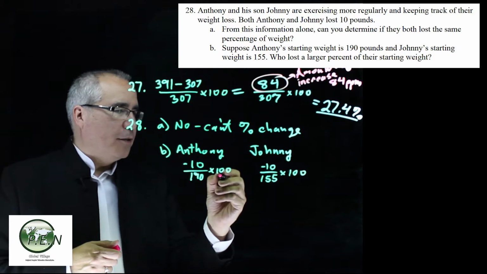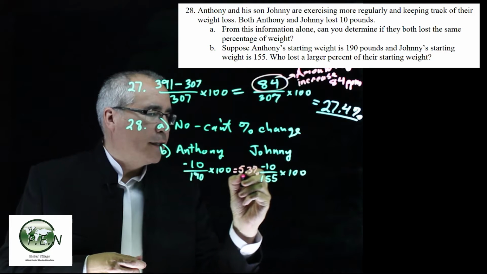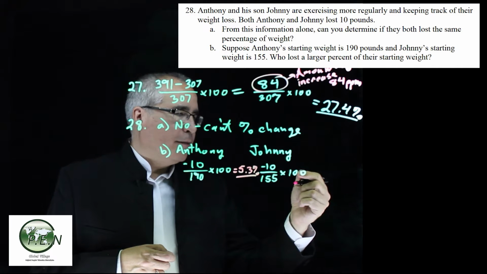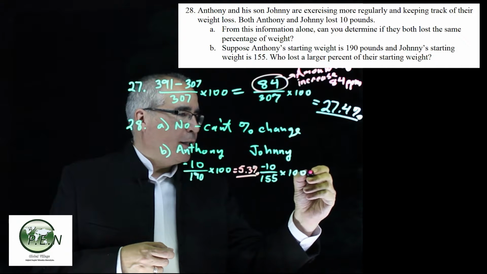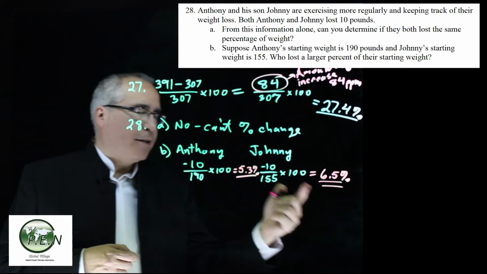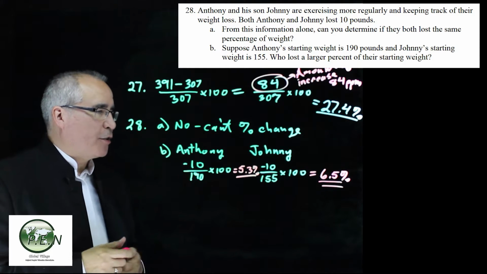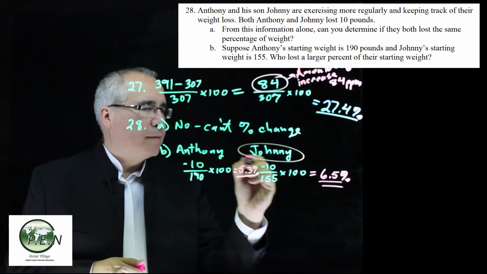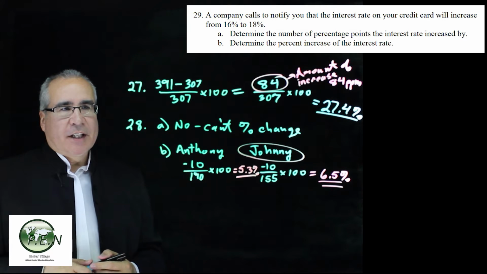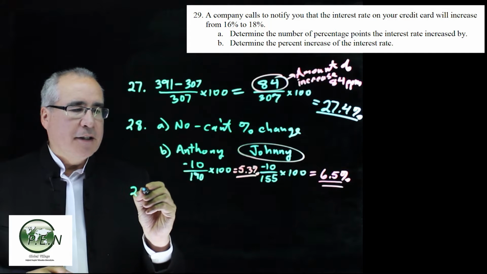So for Anthony, you do the multiplication, we end up with 5.3%. That's the percent change. For Johnny, you do the math, negative 10 divided by 155 times 100, and you got that Johnny had a 6.5% change. So Johnny had the greater percent change. Johnny lost a larger percentage. So now we can answer that part. Okay, see how this all comes together, and this will help you with your online homework very nicely.